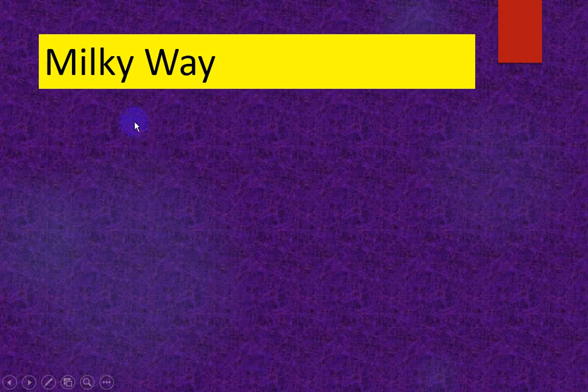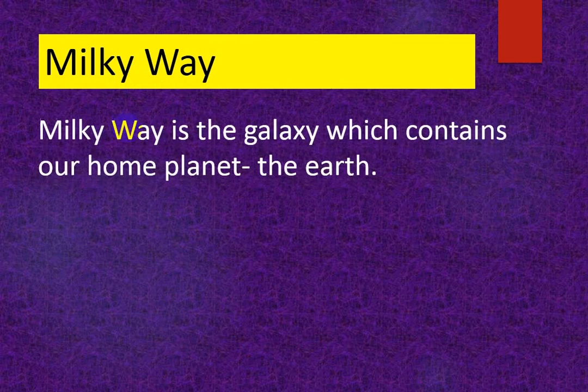Our galaxy, the galaxy we live in, with our solar system here, is the Milky Way. The Milky Way is a galaxy which contains our home planet, the Earth. The planet is in our solar system, and the main body of the solar system is the sun.